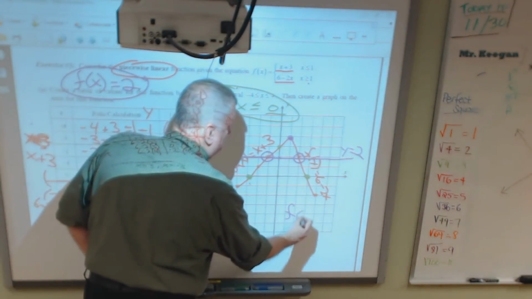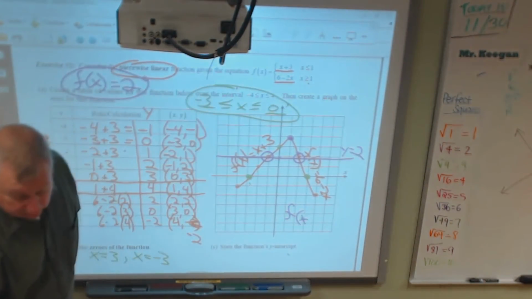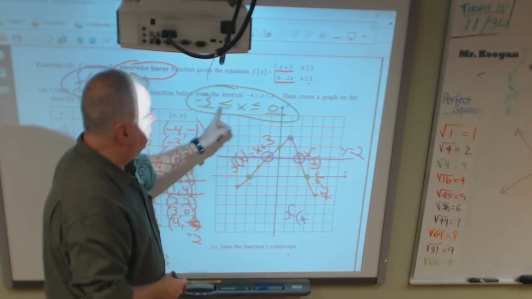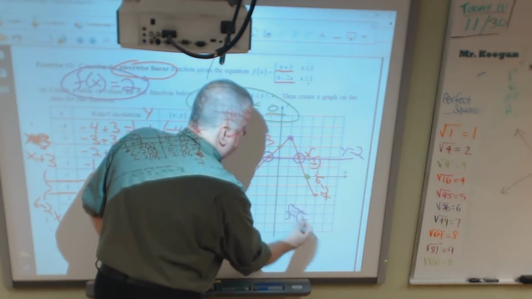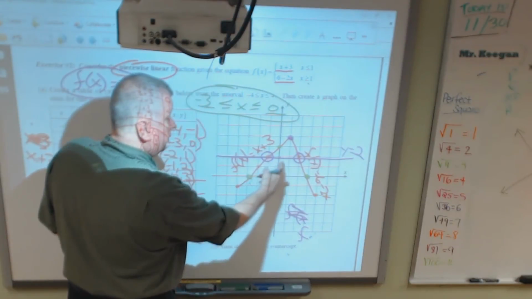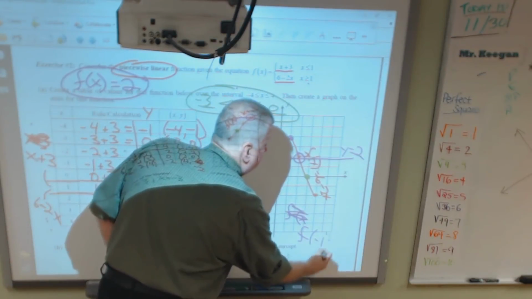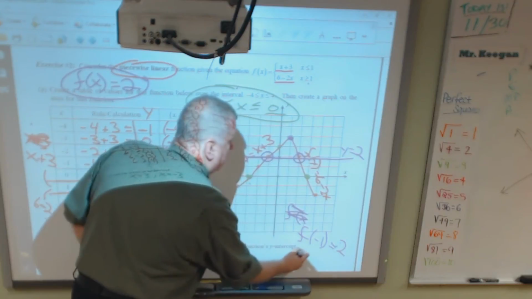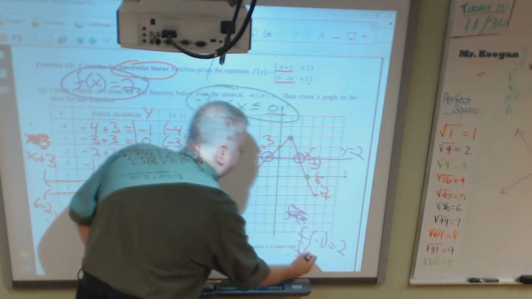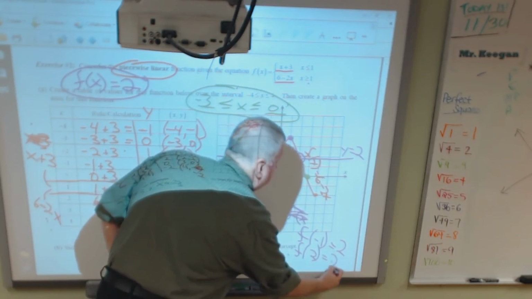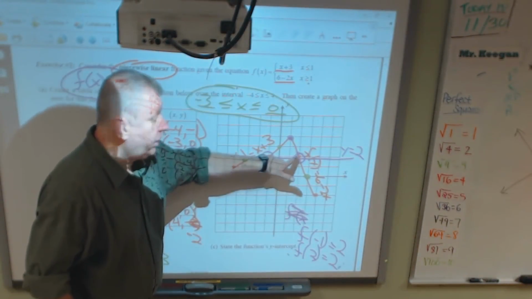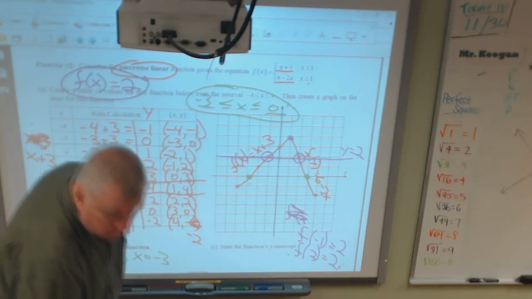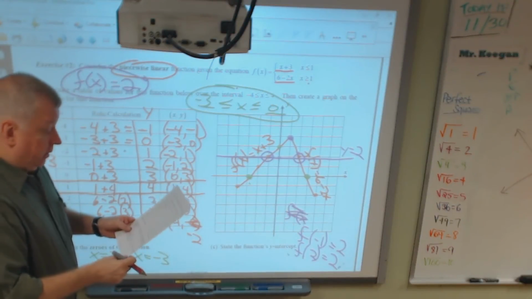What's D? D was one of these things. Hold on. F of -1 equals 2, and F of 2 equals 2. Those are the two places where the output is equal to positive 2, right? That was F.